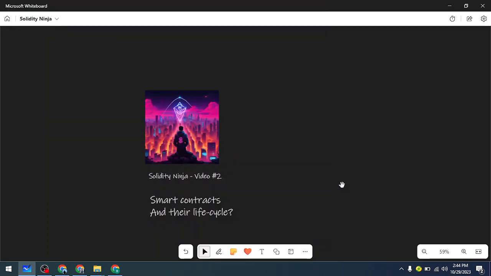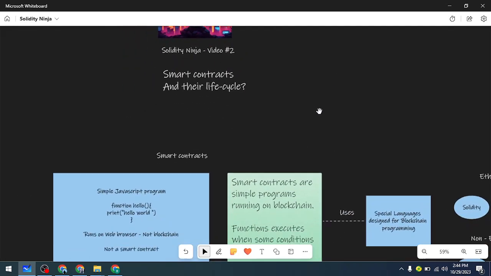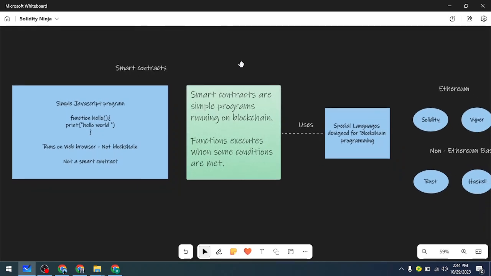Hello everyone. Today we are going to talk about what smart contracts are and what their life cycle is. By life cycle we mean what happens during the entire lifetime of a smart contract, from writing the code to actually deploying it on blockchain. So let's quickly go to the lower part.